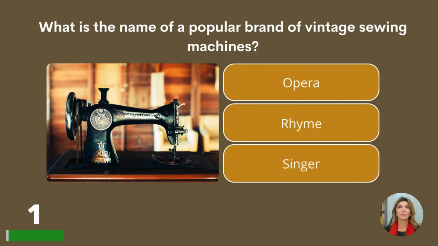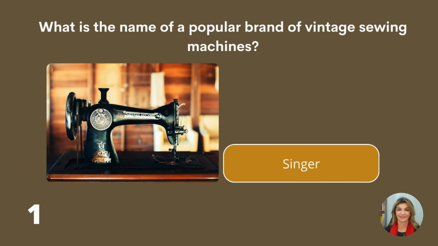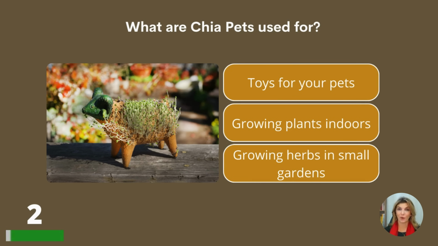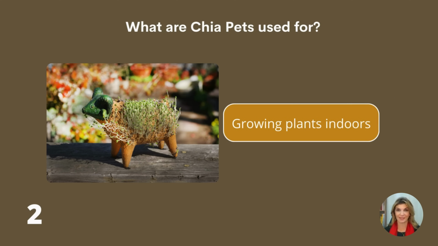What is the name of a popular brand of vintage sewing machines? Opera, Rhyme, or Singer? Singer. What are chia pets used for? Toys for your pets, growing plants indoors, or growing herbs in small gardens? Growing plants indoors.